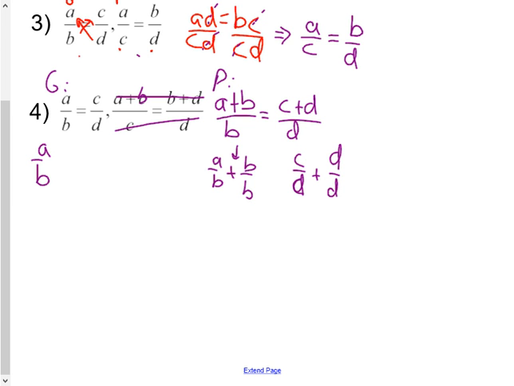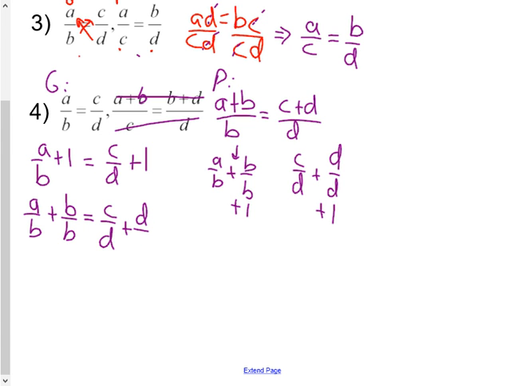A lot of mistakes, sorry. This is literally plus 1, so on both sides of the equation we're adding 1. Addition property: add 1 to each side. This side has B as the denominator, so we make 1 into B over B. This side has D as the denominator, so D over D. We get A plus B over B equals C plus D over D. That's the proof. With a little bit of working backwards, the difference between the original and that was a plus 1, so we just added 1 to both sides.